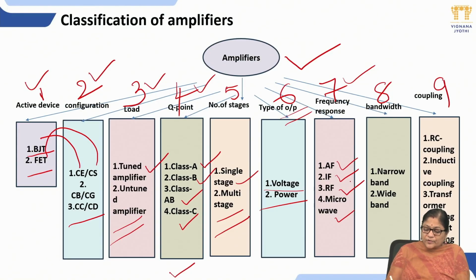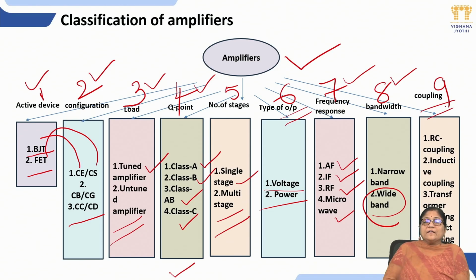Other than RF, all the higher frequency ranges we call microwave frequencies, in the range of gigahertz. Next parameter is bandwidth. If the signal has a narrow bandwidth, maybe on the order of kilohertz, we call them narrow band signals, and the amplifiers narrow band amplifiers. Next, wide band amplifiers have a range of frequencies ranging from more than kilohertz up to megahertz.